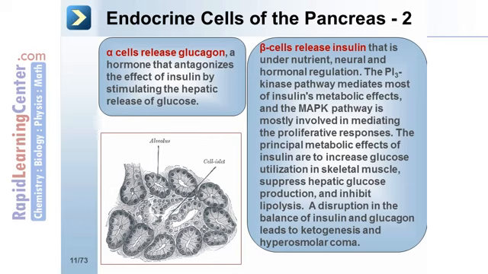The PI3 kinase pathway mediates most of insulin's metabolic effects, and the MAPK pathway is mostly involved in mediating the proliferative responses. The principal metabolic effects of insulin are to increase glucose utilization in skeletal muscle, suppress hepatic glucose production, and inhibit lipolysis. A disruption in the balance of insulin and glucagon leads to ketogenesis and hyperosmolar coma. Finally, it is the delta cells that release somatostatin.